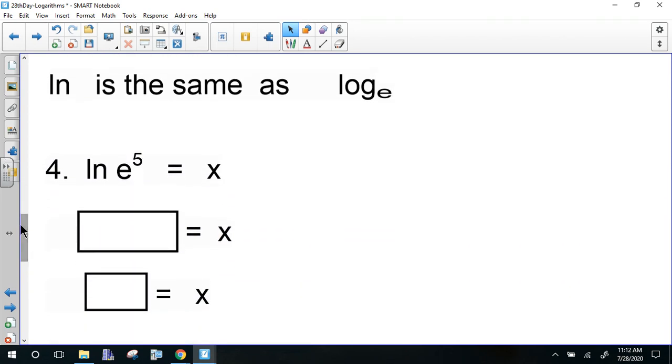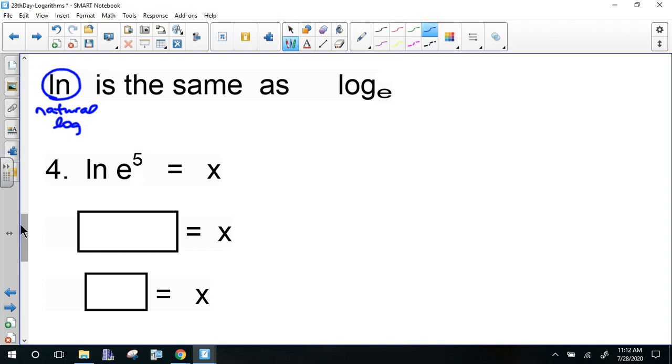Here's another symbol. You can find this on your calculator. The log is right beside the 7 on the calculator. This is ln. It is right below log. Ln is the natural log. Natural log is the same as log base e.